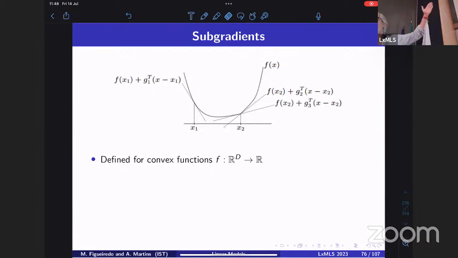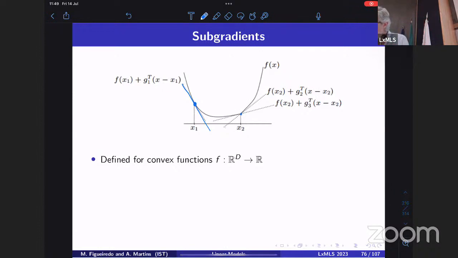Let's think about one dimension. The gradient is just the derivative, right? If you have a differentiable function, the derivative is just the slope of the tangent. And if the function is convex, a tangent is a straight line that stays under the function. The function is convex, the concavity is facing up, so a tangent stays below the function, for sure. Otherwise, the function would not be convex.